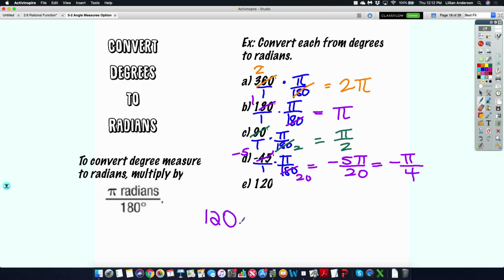Let's do 120. If I multiply that by pi over 180, you see how both of these have a 0 at the back end? You can cancel that out. What number goes into 12 that also goes into 18? 6. What's 12 divided by 6? 2. And 18 divided by 6? 3. That's how you convert from degrees to radians and radians to degrees. Pretty easy.